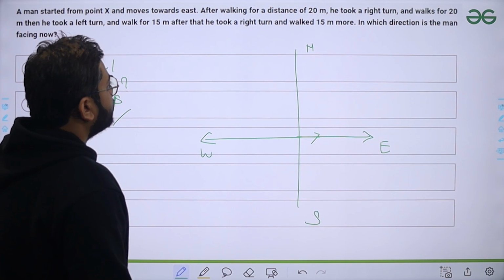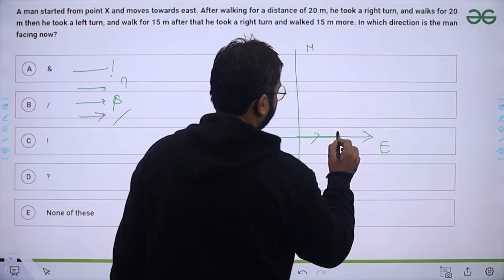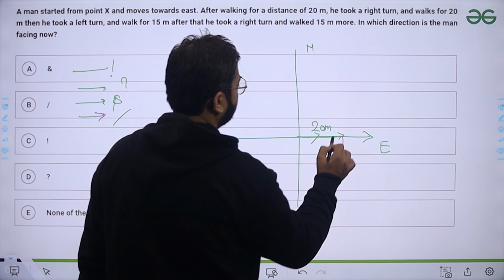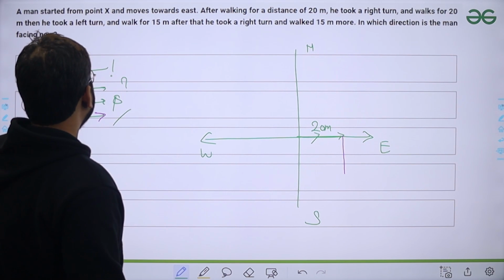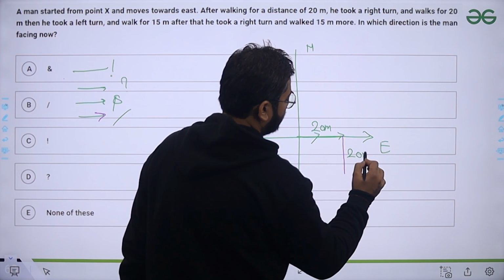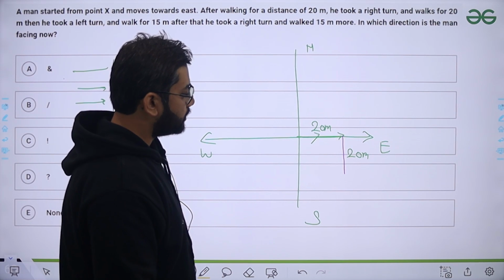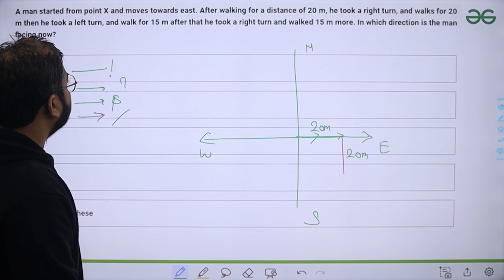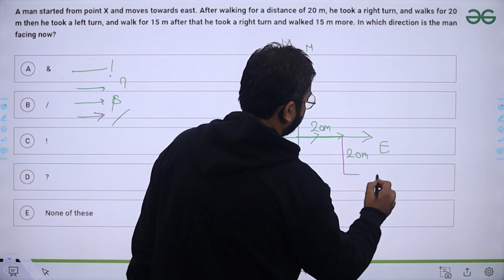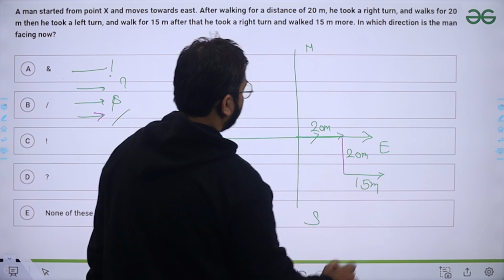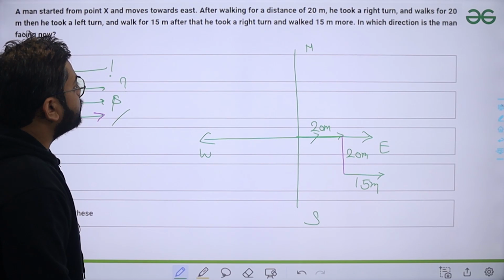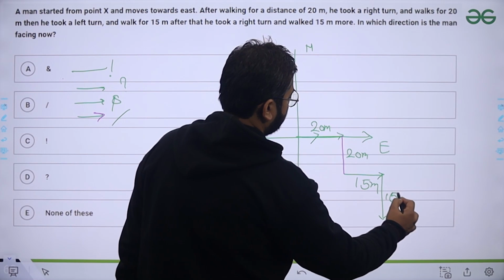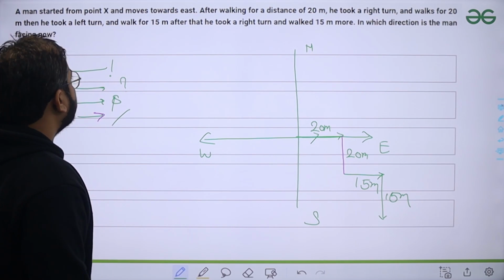After walking the distance of 20 meters, he took a right turn. So he walked 20 meters and then took the right turn. So this distance is equal to 20 meters. Took the right turn, walked 20 meters, then took a left turn. Again here also he takes a turn of 20 meters. Okay, now this person is standing on this side. Now it says that from here he took the left turn and walked 15 meters. So left turn, 15 meters. Then he took the right turn, walked 15 meters. Again from here he takes a right and walks 15 meters. In which direction is the man facing now?